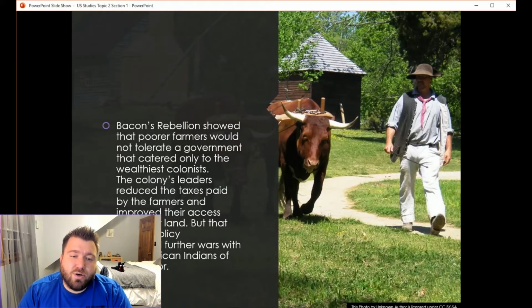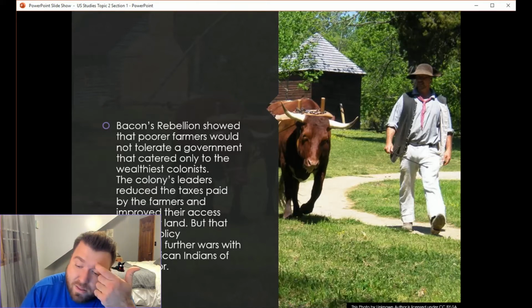Bacon's rebellion showed that poor farmers would not tolerate a government that catered only to the wealthiest colonists. The colony's leaders reduced the taxes paid by the farmers and improved their access to frontier land. But that frontier policy provoked further wars with the American Indians of the interior.